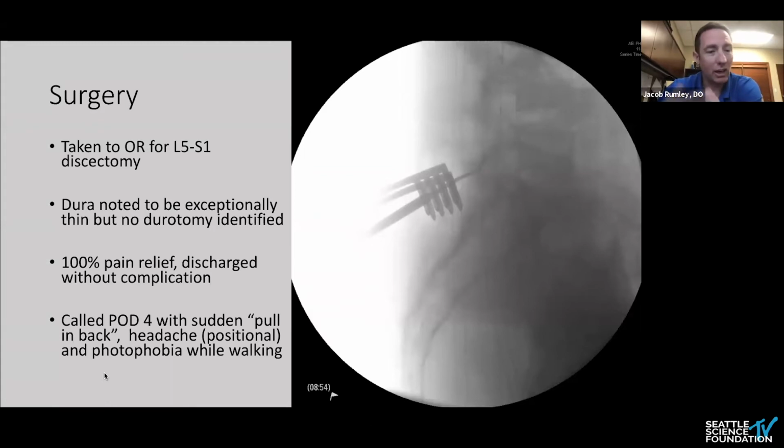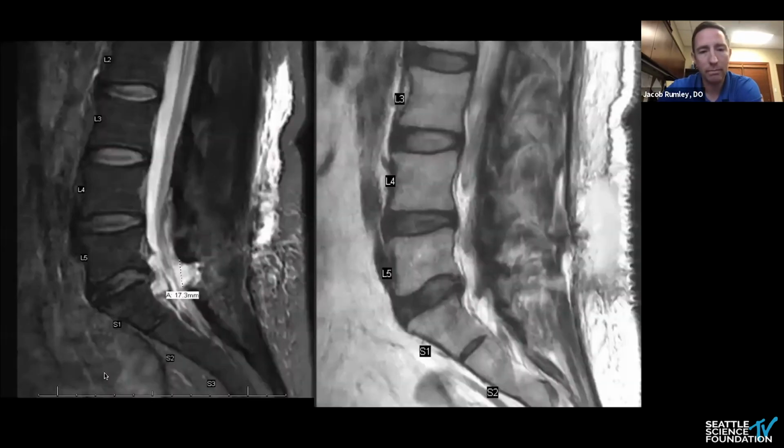She left. She had 100% pain relief. On day 4, she called and said she had a sudden pull on her back, headache, and postural worsening. So we had her go to the emergency room. Unfortunately, this MRI was 10 days later because our emergency room elected to rule out a berry aneurysm and send her home, and we couldn't get a hold of her because she was having a hard time getting up because she had such a severe headache.